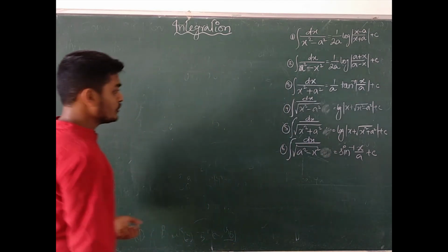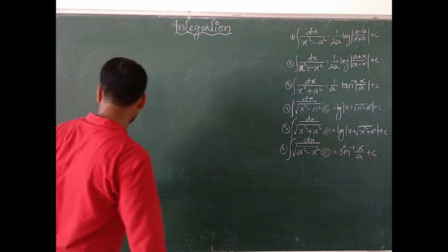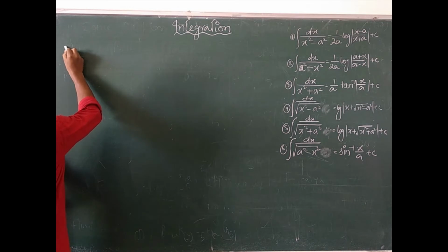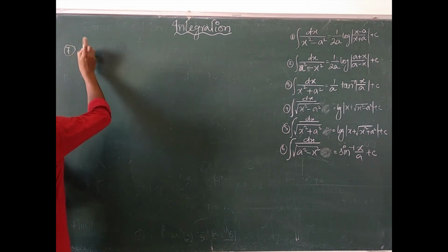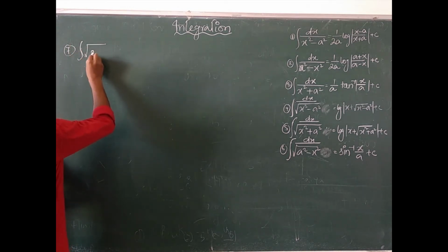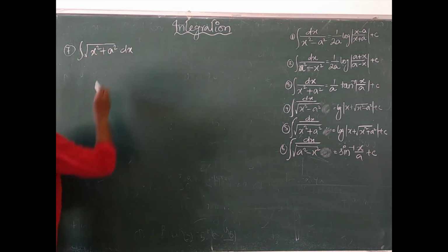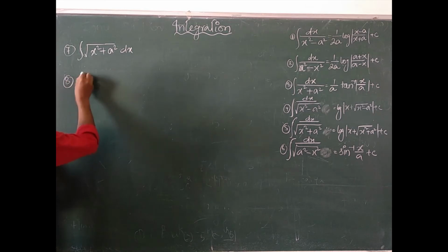Now I am going to add another 3 different formulas. The formulas are like that. Formula number 6 or 7, the formula is this one. Integration square root of x square plus a square dx. Formula number 8, square root of x square minus a square.